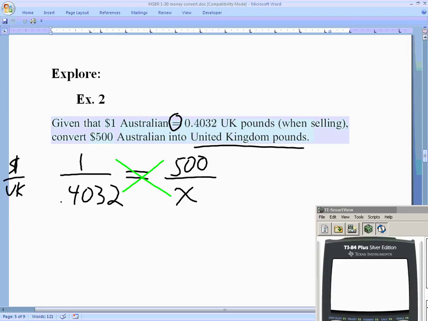Once again, I get 1 times x, which is just a single x. And then I have 0.4032 times 500, which gives me 201.6. I check my label, and it's United Kingdom pounds that I'm looking for here. And so they use UK, or you can use that fancy L symbol if you know it for pounds.